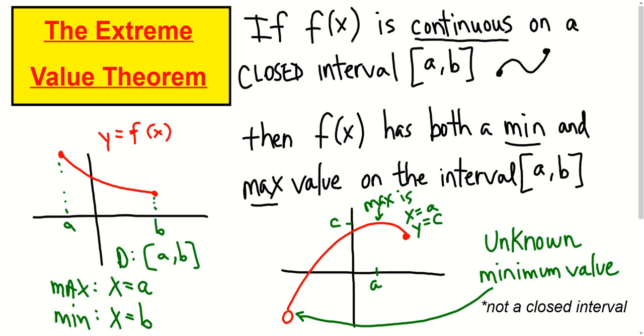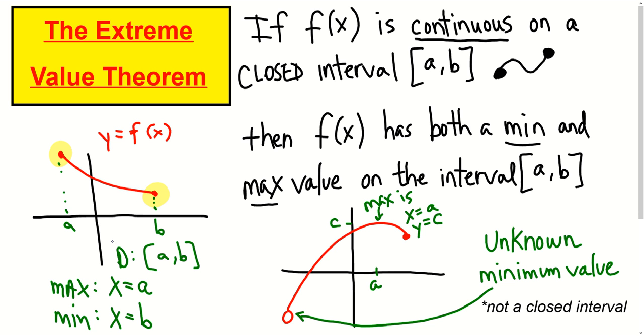This leads us to the extreme value theorem, and I'll read it out to you. If a function is continuous on a closed interval from a to b, let's say, so you have points at both ends and they're filled in, not an empty hole, then the function has both a minimum and a maximum value on that interval. It seems pretty self-explanatory, like you probably figured that one out yourself. It's basically saying every continuous function on a closed interval has a maximum and a minimum. Or it could have multiple ones.